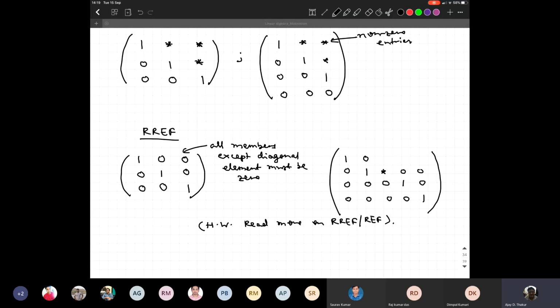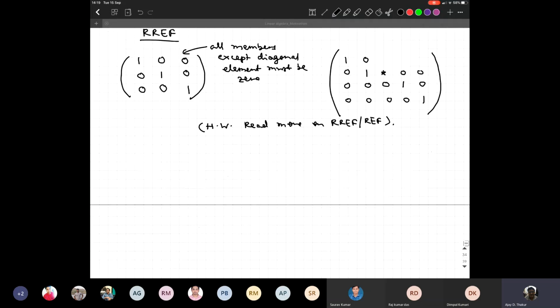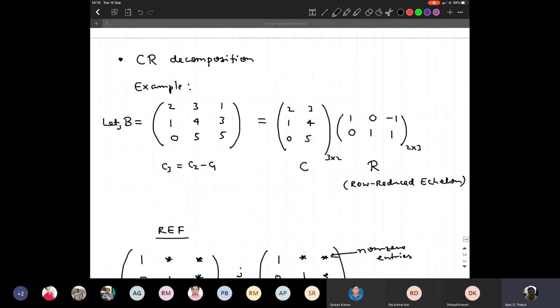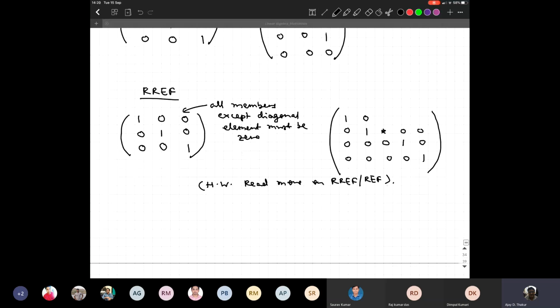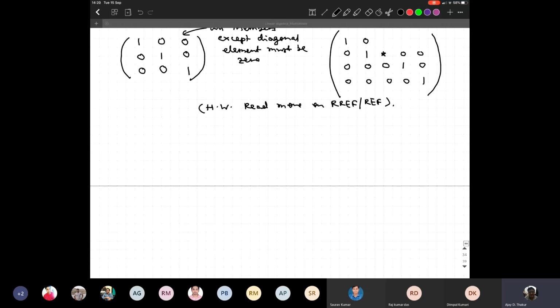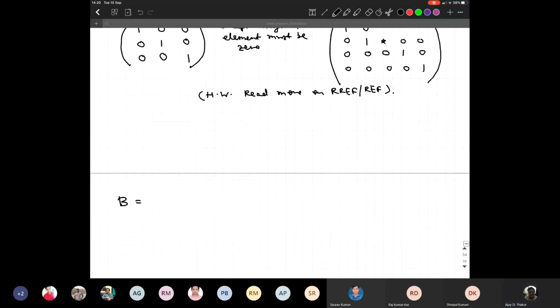Okay, this you can look up. What we'll do is make use of this and show you something very interesting about this specific case. So we had a matrix B, right? This matrix B was written as 2 3 1 1 4 3. So 2 3 1 1 4 3.